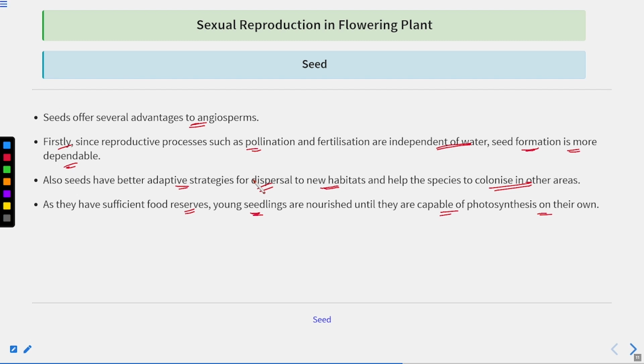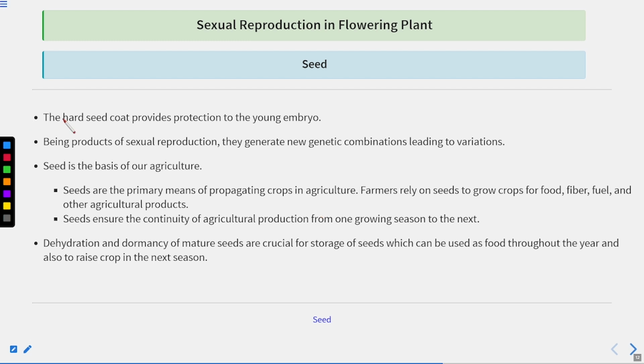You must have seen the seeds are grown underground, and underground there is no light available, and light is very much required for the process of photosynthesis. Because of photosynthesis, organic substances such as carbohydrates are generated. This is clear. Now, the next point is the hard seed coat provides protection to the young embryo. The seed coat, which is developed from the integument, provides protection to the young embryo.